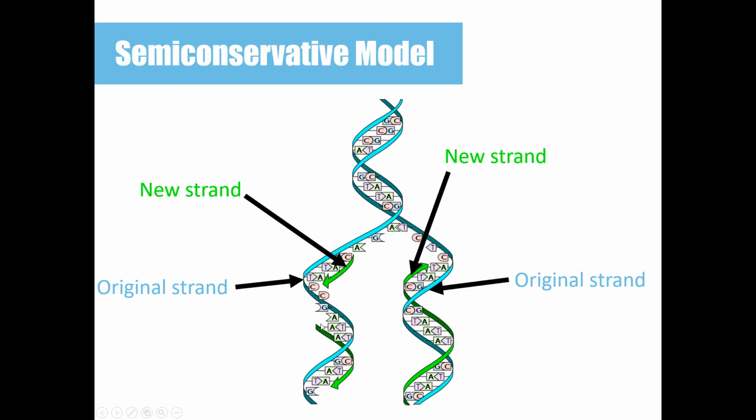And then we're going to have some enzymes that are going to come in and build a new strand using base pairing rules. And so because we have the original strand paired with the new strand, this is where we get the term semi-conservative.